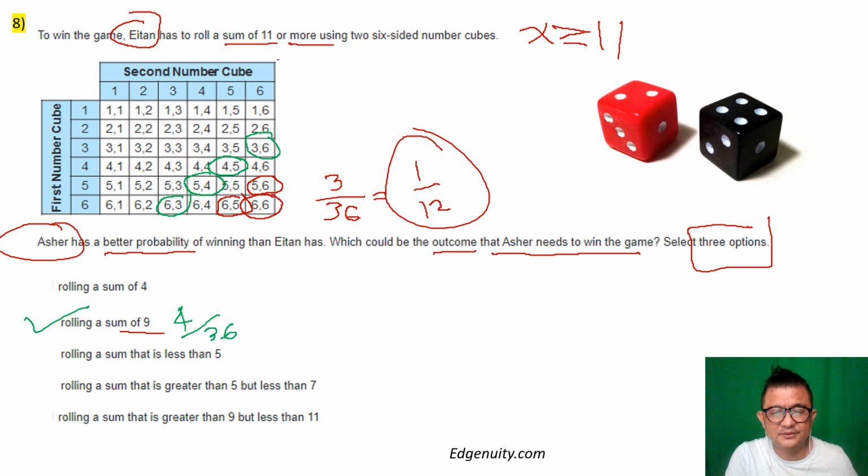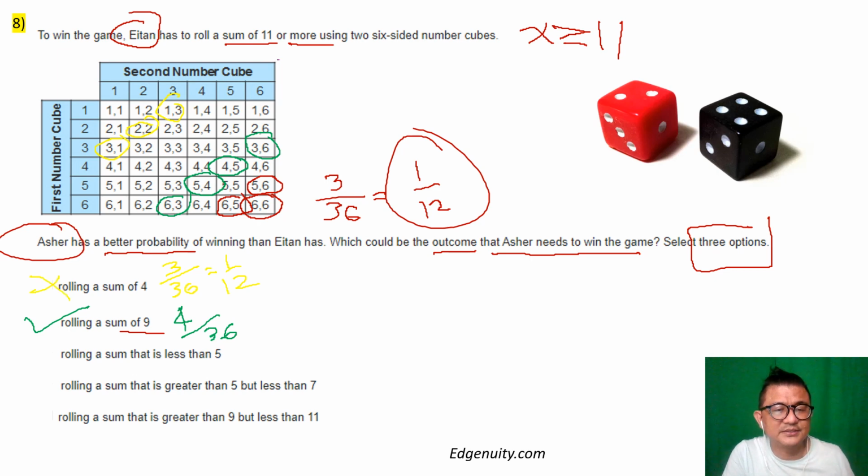How about selecting a 4? Okay, what numbers will add up to 4? 2 plus 2, 1 plus 3, 3 plus 1. So that's a what? 3 out of 36. It's equal to 1 out of 12. It's the same as Ethan, so not you.